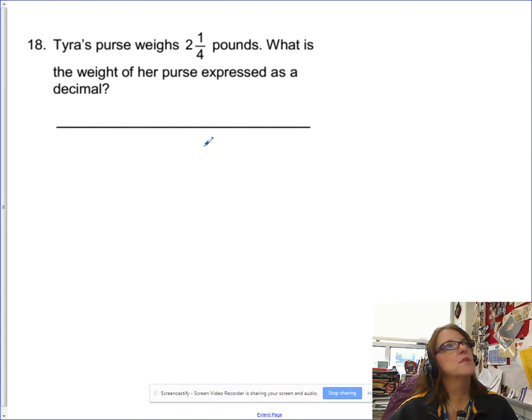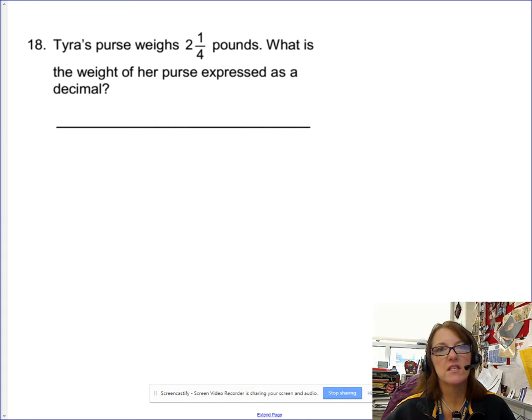Number 18, Tyra's purse weighs 2 1/4 pounds. What's the weight of her purse expressed as a decimal? That's all you have to do there. Write 2 1/4 in decimal format.